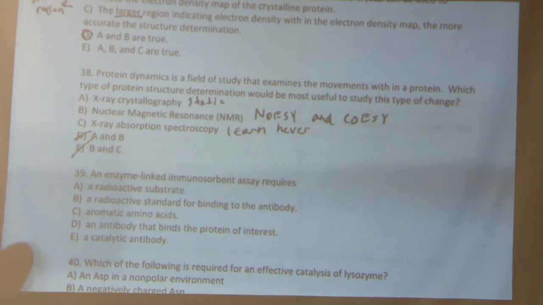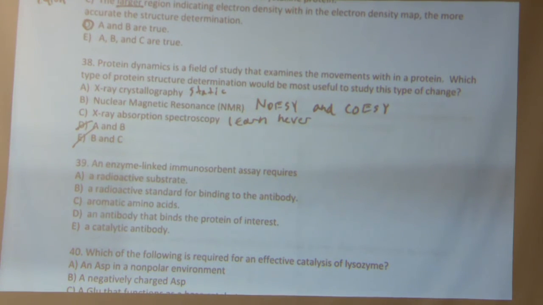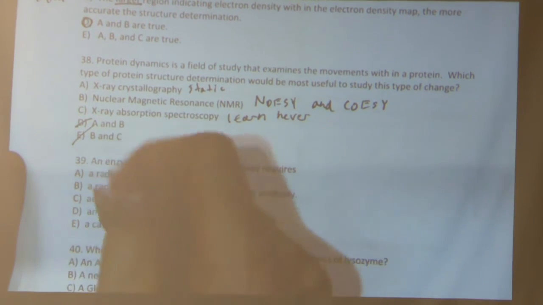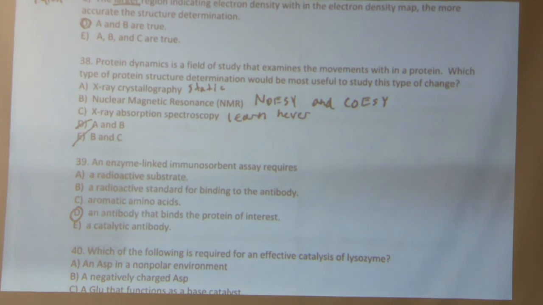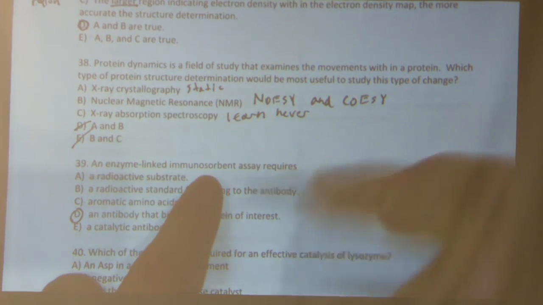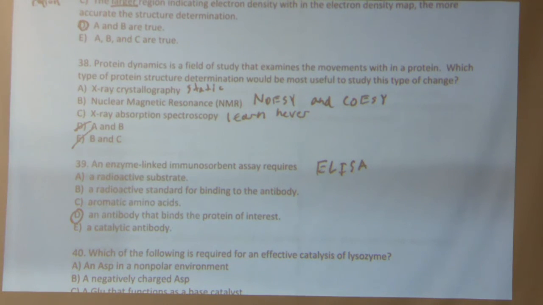Okay. So an enzyme-linked immunosorbent assay requires D, an antibody that binds a protein of interest. So that's pretty straightforward. You just have to know what an enzyme-linked immunosorbent assay is. What's another name for this? ELISA. Awesome.